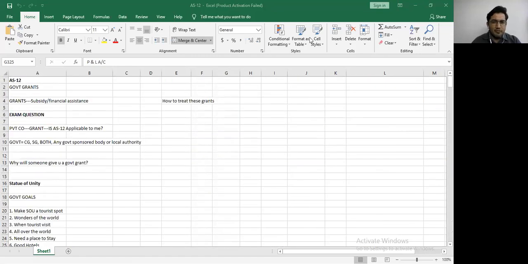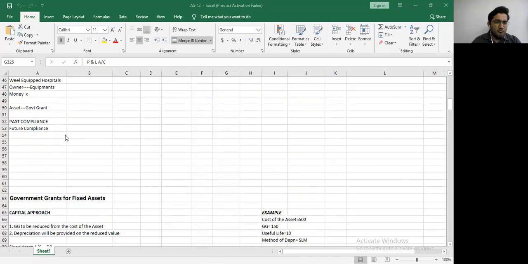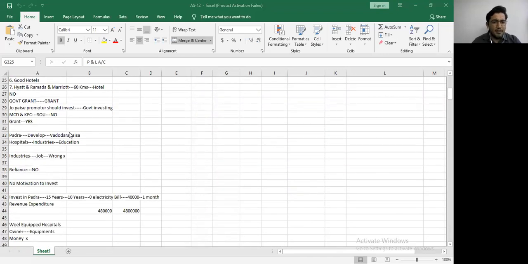In AS-12, we first began understanding what basically a government grant is. So what is a government grant? It is financial assistance in cash or kind. For what? For past compliance और future compliance. आपने past में कुछ compliance किया है, इस वजह से आपको grant मिलेगा, या आप future में compliance करने वाले हैं, इसलिए आपको grant मिलेगा.